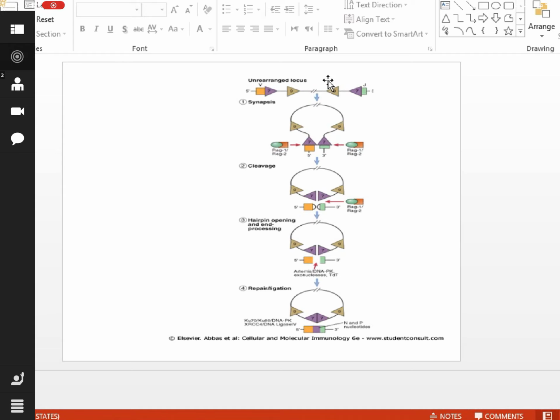Four stages for VDJ recombination: synapsis, cleavage, processing, and ligation.